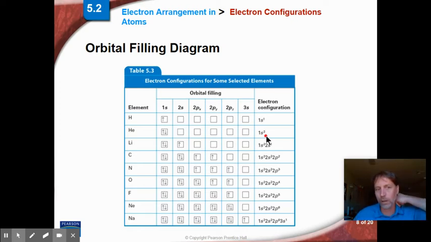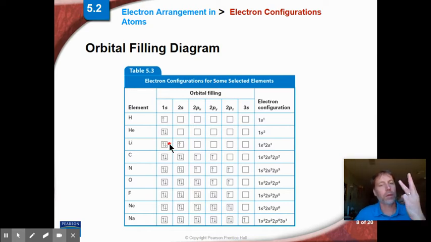Lithium is element number 3. Atomic number 3, which means it has 3 protons. Because it's neutral, it has 3 electrons. So we fill based on the Aufbau principle, we fill our lowest energy level first with opposite spins. That's the Pauli exclusion principle. And then we continue until we run out of electrons.